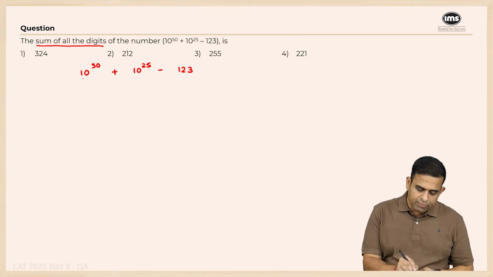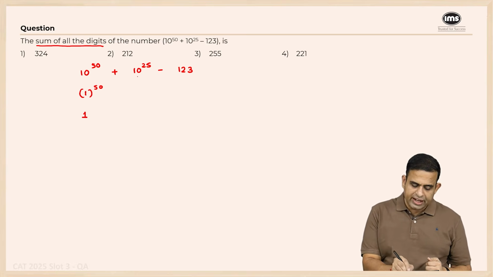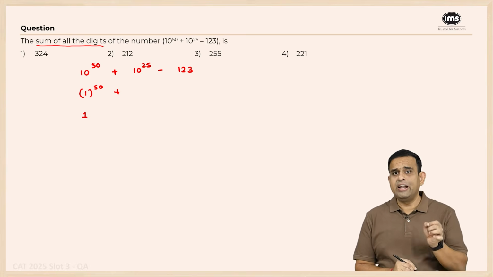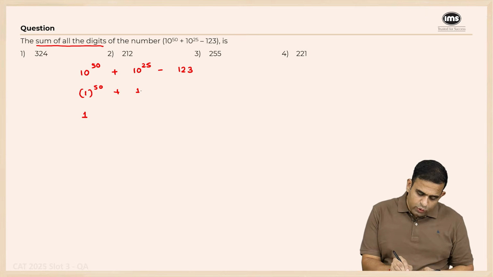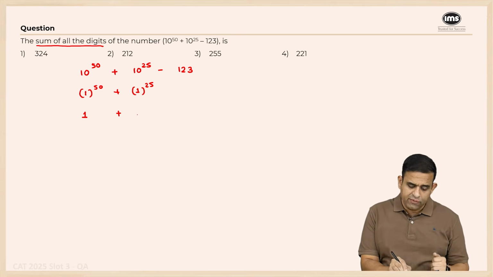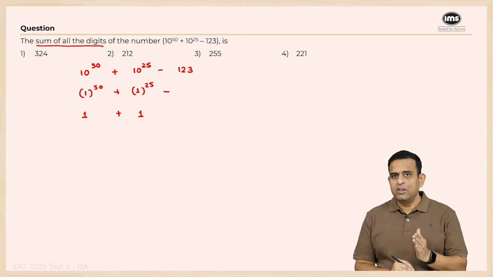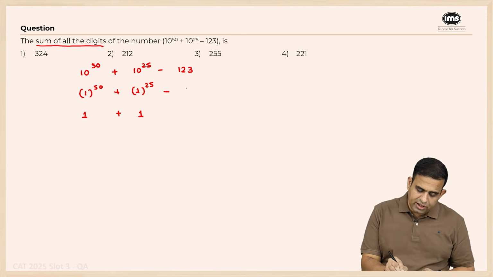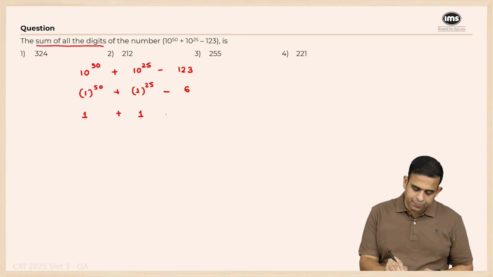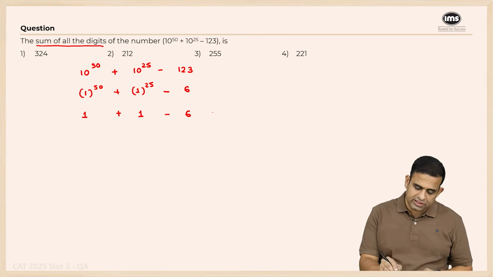And we know that it's going to be very straightforward. If you divide the number 10 by 9, it will give you 1 as a remainder. So now 1 power 50 will simply give you 1 as a remainder. In the second term, 10 power 25, again 10 divided by 9 gives 1 remainder, and 1 power 25 divided by 9 will again give 1 remainder. Finally, if I divide 123 by 9, you get 6 as a remainder. So we have 1 plus 1, which is 2, 2 minus 6.